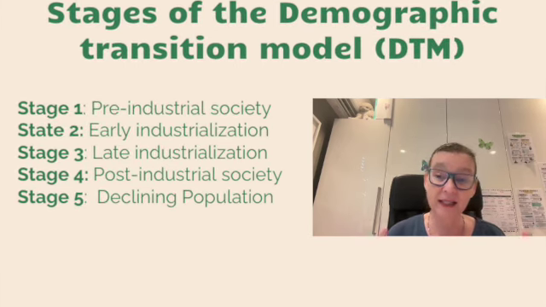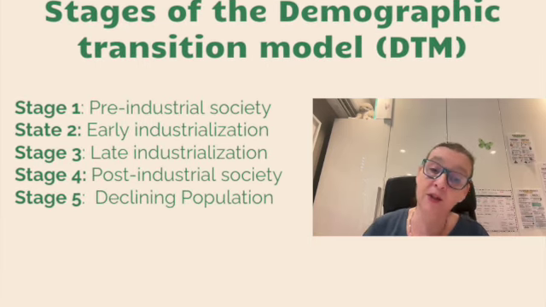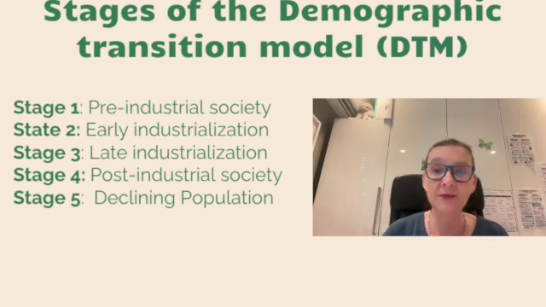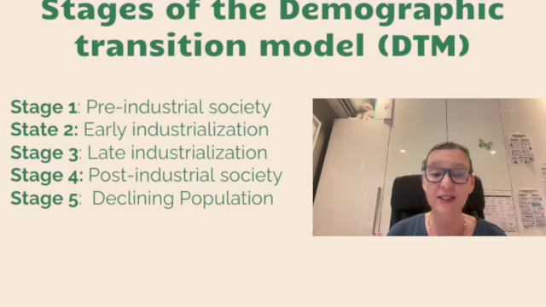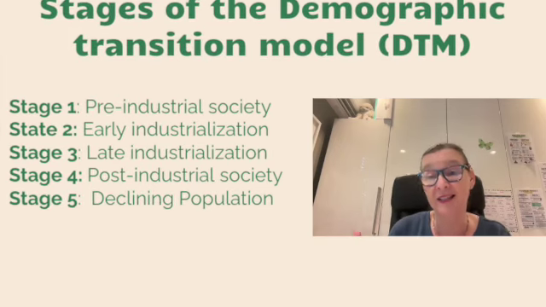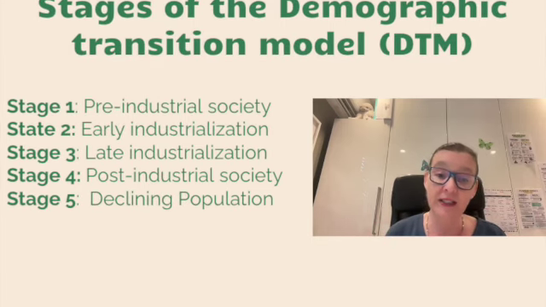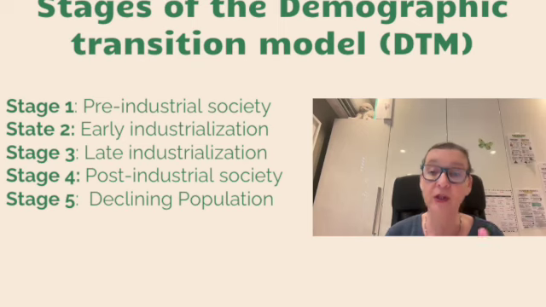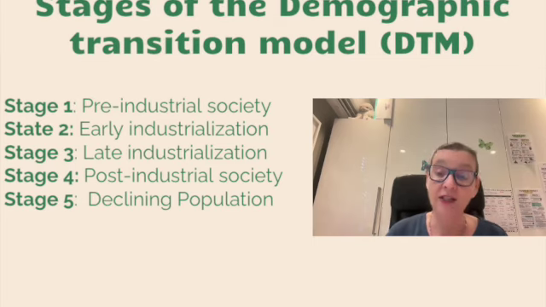And then the last one is stage 5, which is declining population. This happens because of aging populations, low fertility, and sometimes economic pressures that discourage people from having children. So countries like Japan, Germany, and Italy are in this stage today. So here's a tip. As countries move through the stages of the DTM, they transition from high growth to stability, reflecting the connection between population change, economic development, and modernization. So in the next slides, we're going to break down each of those stages so you can really understand what is happening at each level.